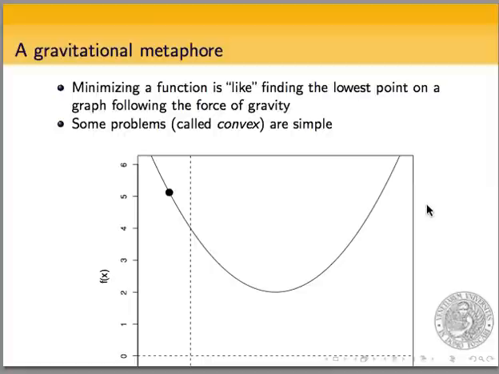So you can think that minimizing a function is like finding the lowest point on a graph if you follow the force of gravity. So imagine for a second that you have such a graph and that you put a ball and that you start your optimization process here. Of course, this ball is going to fall down using this gravitational metaphor, and pretty much it is going to roll down, and possibly it is going to end up close to the minimizer, which is exactly the point that you are looking for.